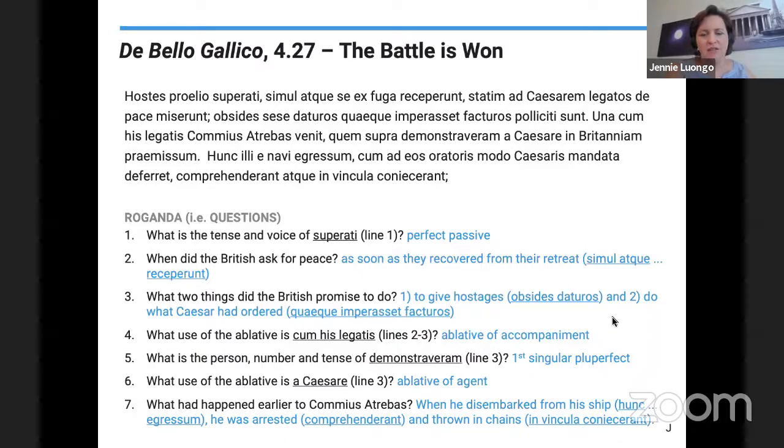Well, that's an ablative of accompaniment. Along with these legates, Commius the Atrebatian came. The tense, person and number of demonstraveram is first person singular pluperfect. So who is the subject? I was going to say, this is one of the times where Caesar talks about himself in the first person, Caesar the author. So whom I had told about before is basically what he is saying.